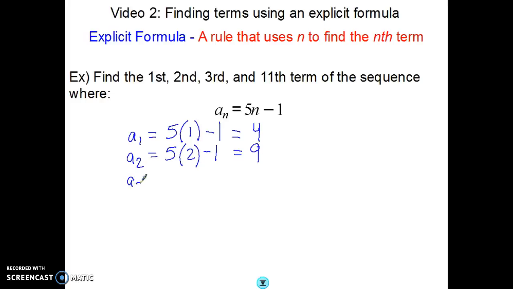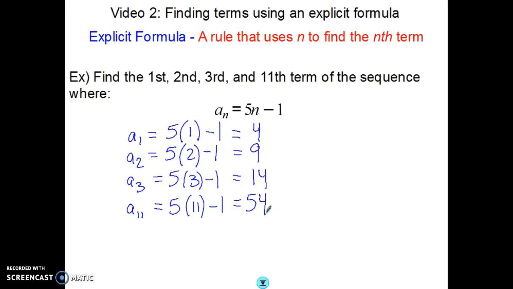And we can keep going, a sub 3, which would be 5 times 3 minus 1, which will then be 14. And finally, they asked us to find a sub 11. Well, we don't have to do the whole list out. We can just jump right to plugging 11 in for n, which will give us 5 times 11 is 55, minus 1 is 54. And there are all of our terms we were asked to find.